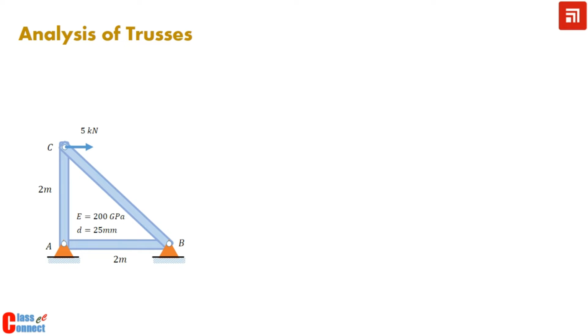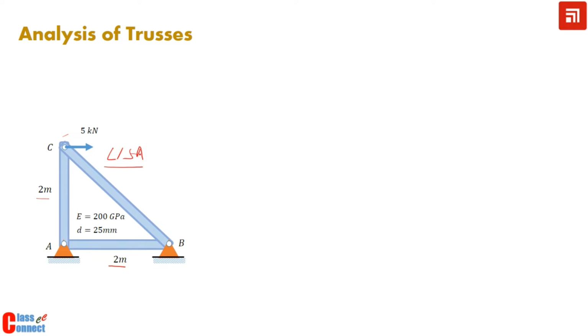So we'll take this example of the truss. We have three elements connected together and the length of horizontal and vertical members is 2 meter, and load is acting at point C in horizontal direction, and we have to find out the stresses using Lisa software.